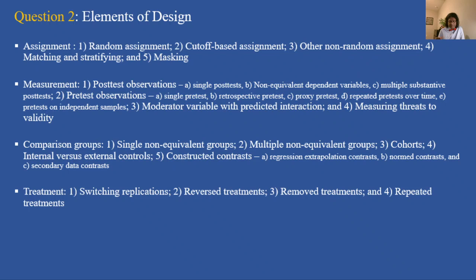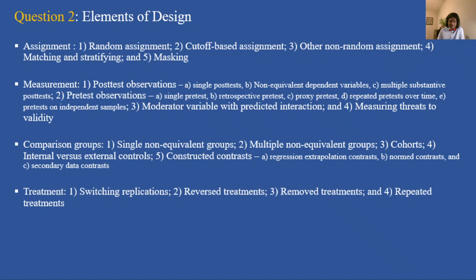So the assignment. Assignment in a quasi-experiment is not under the researcher's control, as we know. And the different subgroups that we saw help avoid self-selection, reduce investigator and participant reactivity, help approximate random assignment, and increase group similarity.